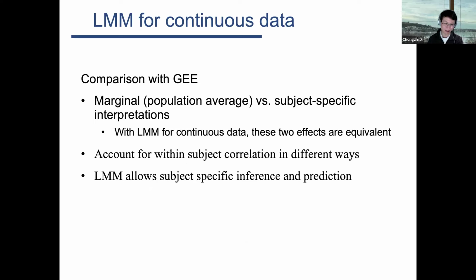The second difference between GEE and the linear mixed effects model is that they account for within-subject correlation in different ways. GEE really is a marginal model. You try to specify the likely correlation structure, like exchangeable or autoregressive. But in linear mixed effects models, you explicitly assume the existence of some random effects, and those random effects cause the correlations. Different options of random effects imply different correlation structures. And finally, as we just mentioned, the linear mixed effects model allows more subject-specific inference and prediction.